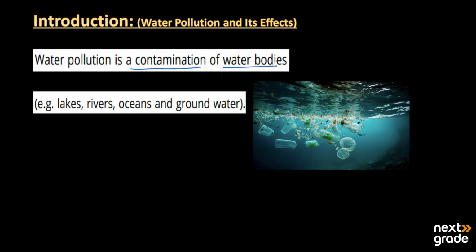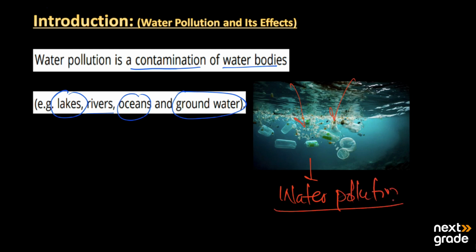And what type of water bodies? They may be lakes, rivers, oceans, or groundwater. So when there is a large amount of waste material in the water, this is the simple contamination of the water, and it is known as water pollution.